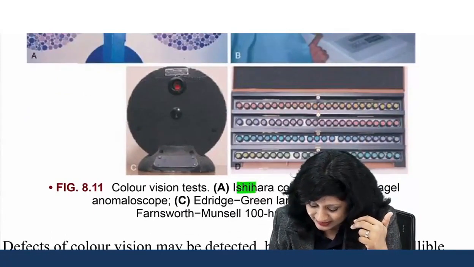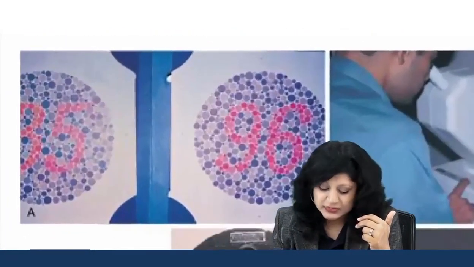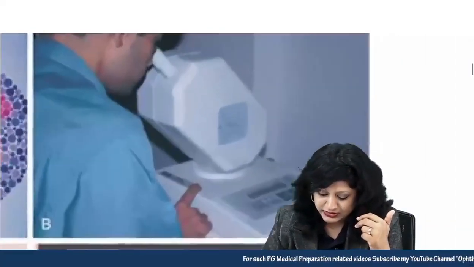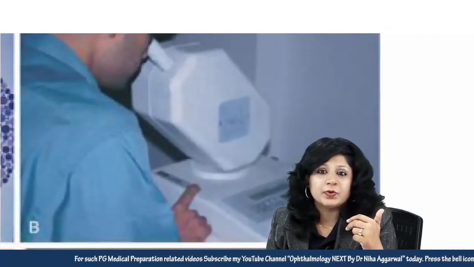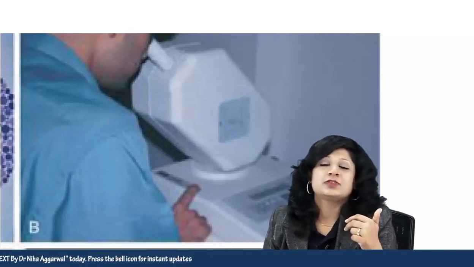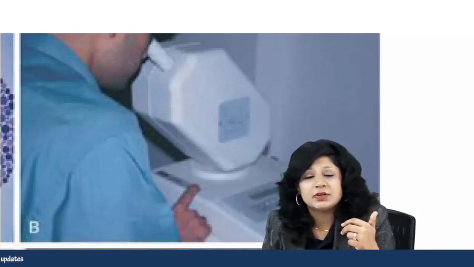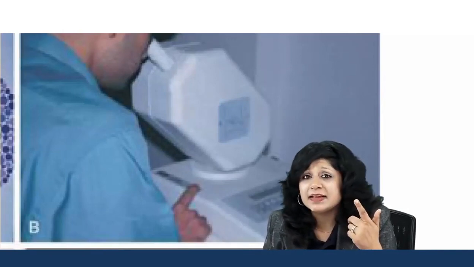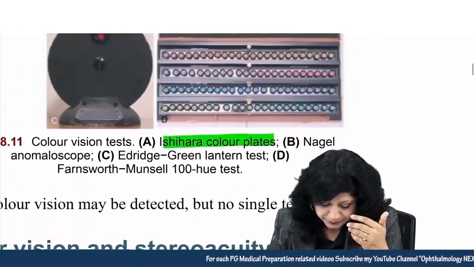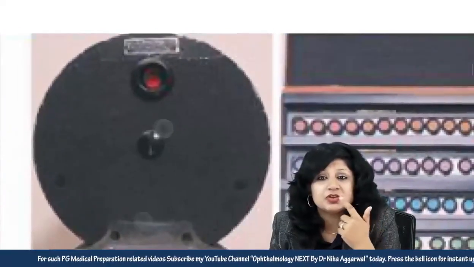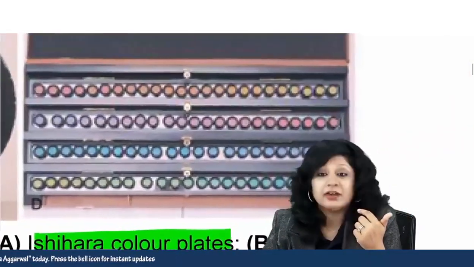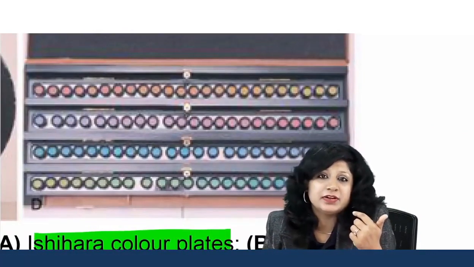So we have the Ishihara color plates. Everybody knows these are the Ishihara color plates. And then we have Nagel's anomaloscope. Sometimes you know it by name, that Nagel's anomaloscope is used for testing color vision, but you cannot identify it by seeing. So pictures have again become important. Then there is the lantern test. Can you see the apertures here, the lantern test, and this is the Farnsworth Munsell 100 hue test.